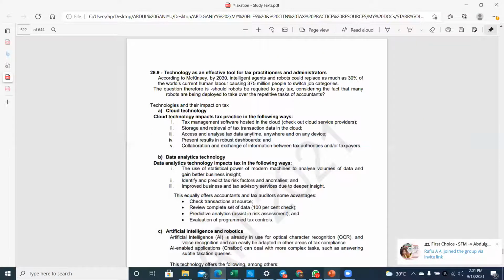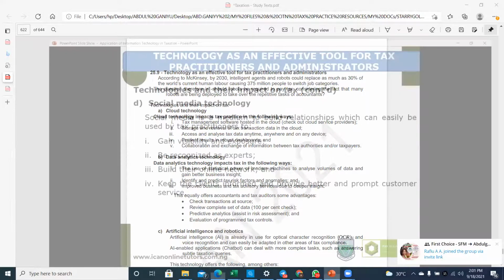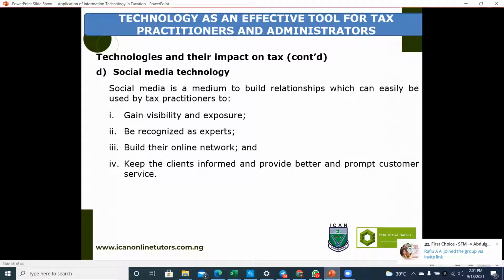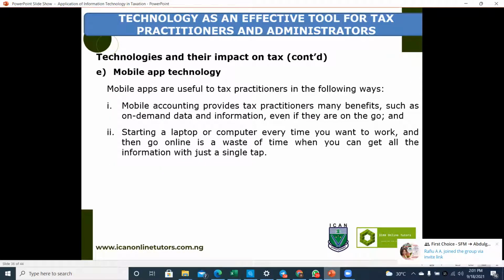Then we have our social media technology. We all agree that it's a medium to build relationship which can easily be used by tax practitioners. One, to gain visibility and exposure. Two, be recognized as experts, build their online network, and keep the client informed and provide better and prompt customer service. Then for our mobile app technology, yes, they are useful in the following ways. One, mobile accounting provides tax practitioners many benefits, such as on-demand data and information, even if they are on the go. And starting a laptop or computer every time you want to work and then go online is a waste of time when you can get all the information with just a single tap.